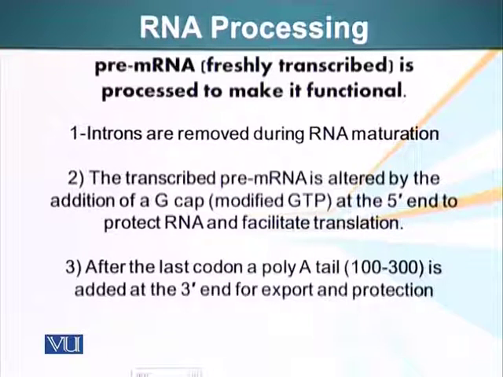The third change that happens in RNA is after the last codon is added, there is a poly-A tail of about 100 to 300 nucleotides which is attached to the 3' end. The function of this tail is to facilitate export of messenger RNA to the cytoplasm, and this also protects messenger RNA from degradation.